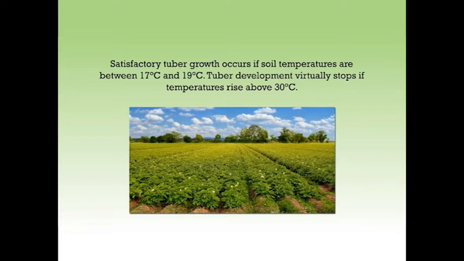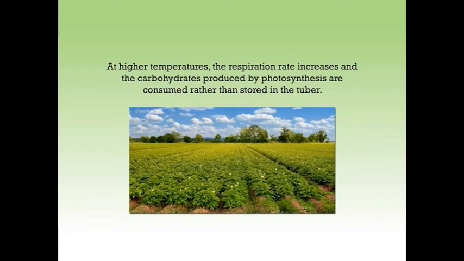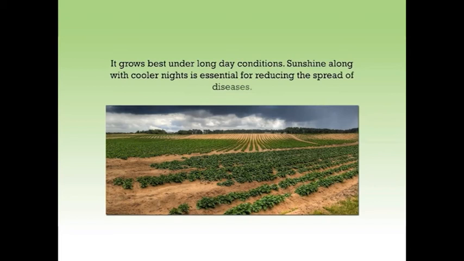At higher temperature, the respiration rate increases and the carbohydrates produced by photosynthesis are consumed rather than stored in the tuber. It grows best under long day conditions. Sunshine along with cooler nights is essential for reducing the spread of diseases.